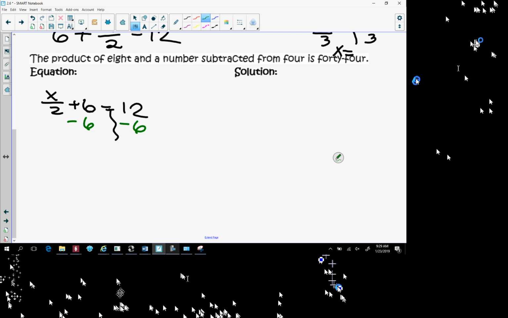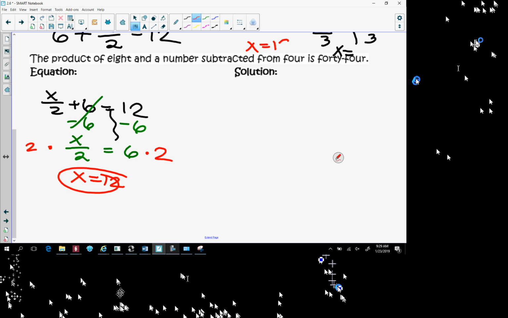Yeah. So you end up getting x divided by 2 equals 6. Now what do I do? Multiply by 2. We know only if they were all attached to that 2 would I multiply first. You end up getting x equals 12. So up here, my solution is x equals 12.